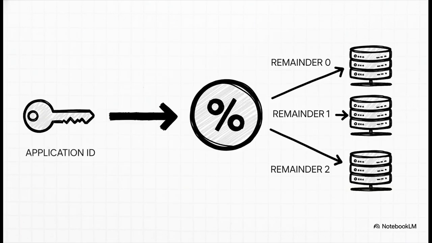This slide gives us a super simple example. Let's say you have 3 servers. You can just take an application ID and use the modulo operator. You divide the ID by 3, and the remainder, which will always be 0, 1, or 2, tells you precisely which server to go to. It's a simple, predictable, and consistent way to distribute the data.